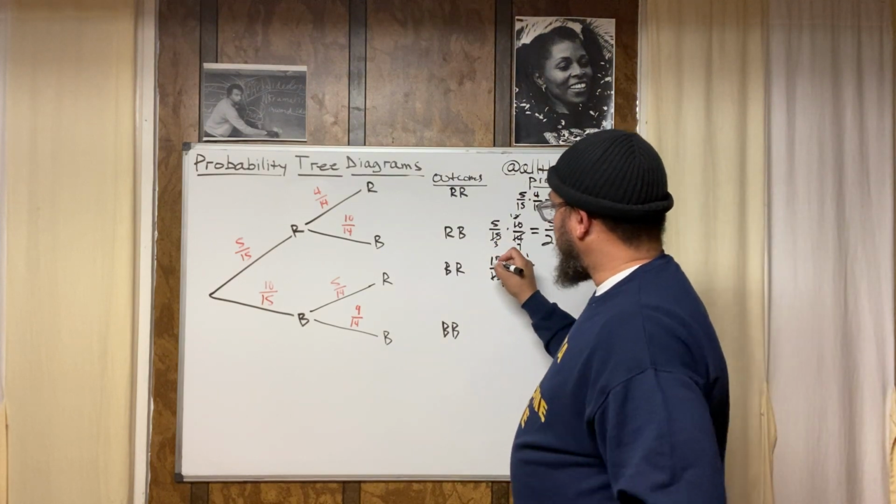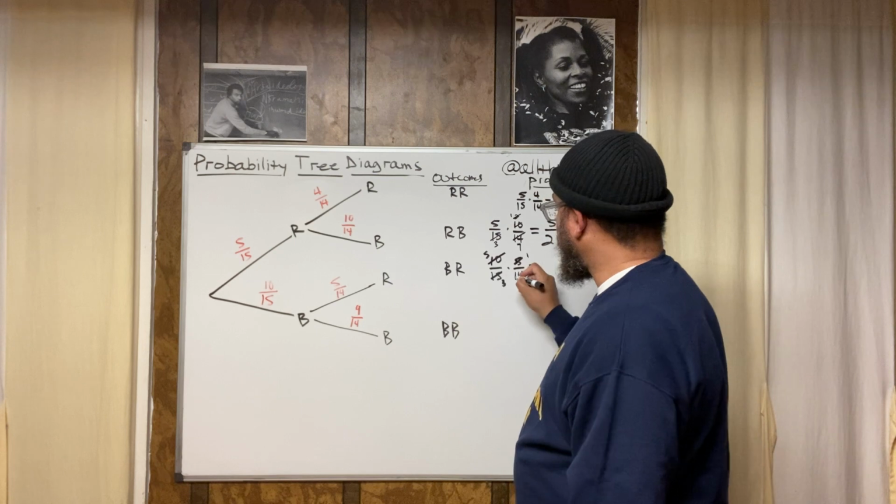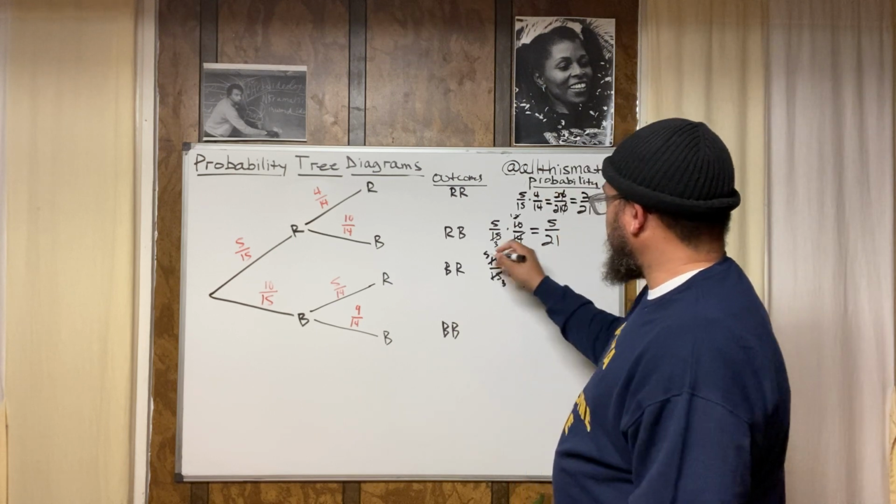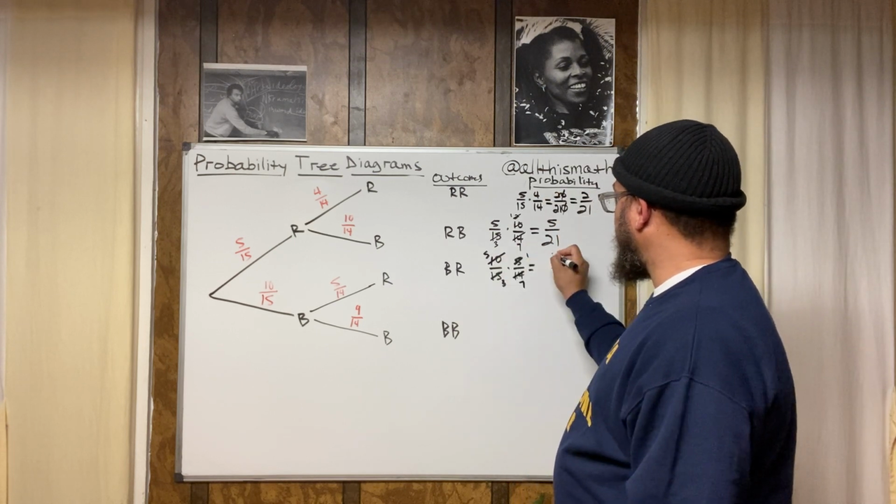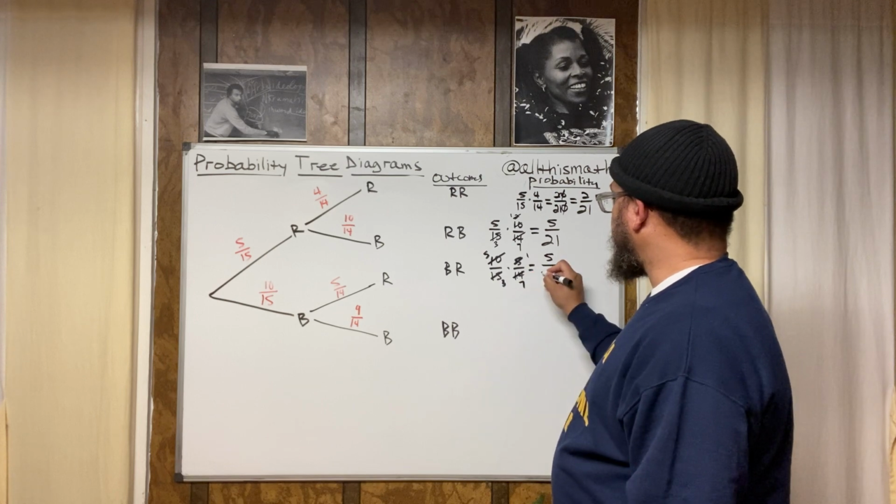All right, so 10 divided by 2 is 5. 14 divided by 2 is 7. And then you multiply horizontally. 5 times 1 is 5. And 3 times 7 is 21.